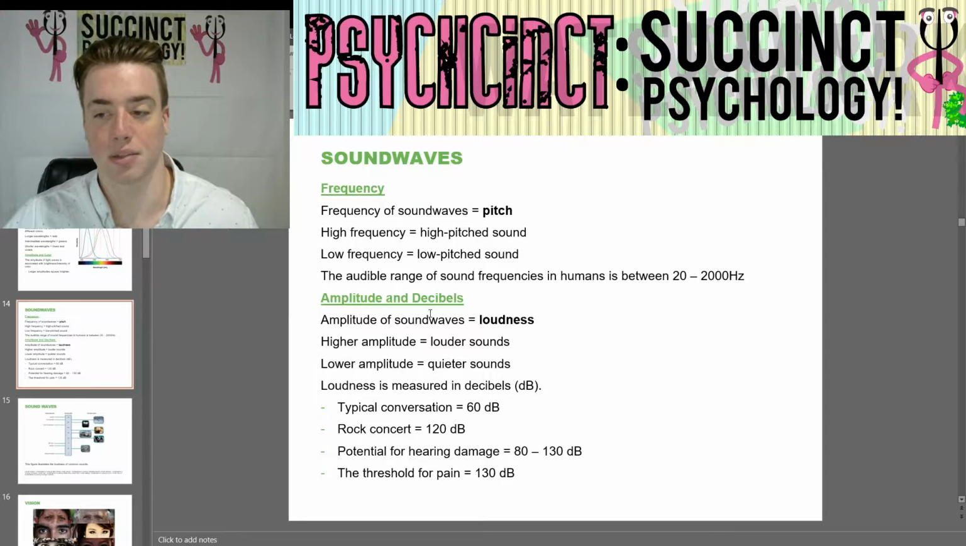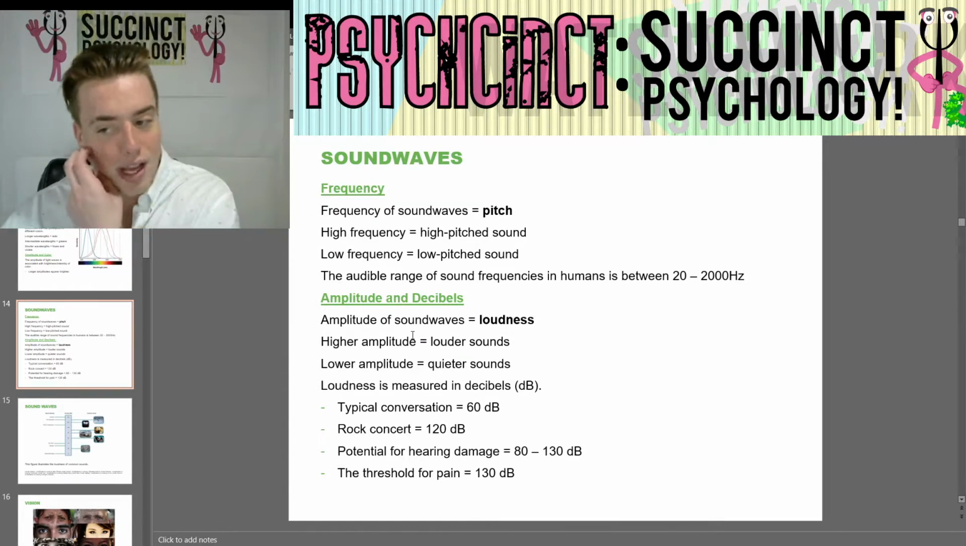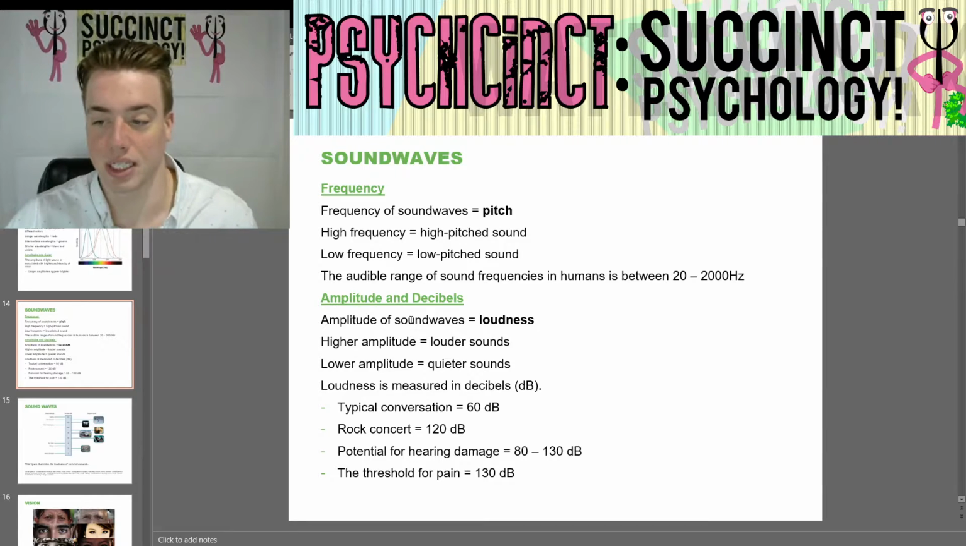Now amplitude in decibels. The amplitude of sound waves equals loudness. Higher amplitude means louder sounds, lower amplitude means quieter sounds. Loudness is measured in decibels, dB. A typical conversation is about 60 decibels. A rock concert is about 120 decibels. The potential for hearing damage is 80 to 130 decibels, so if you go to a rock concert, you might get some hearing damage. And the threshold for pain is 130 decibels.